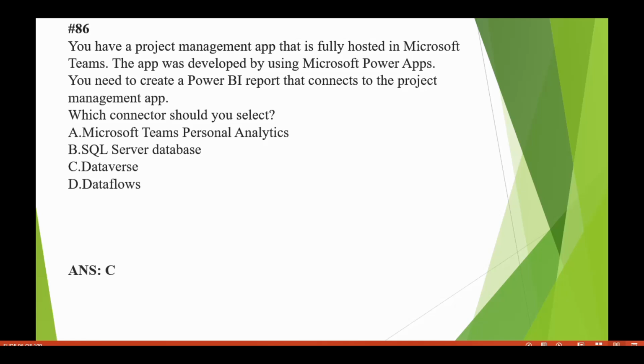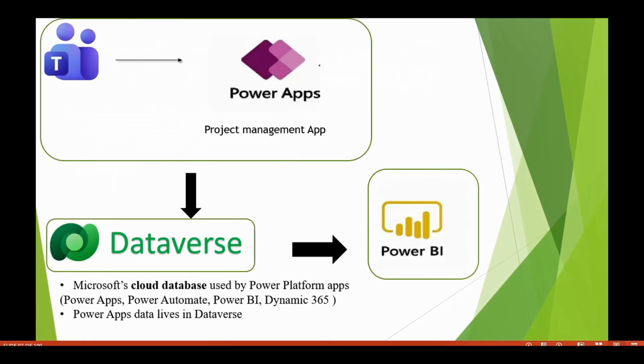Let's try to see this from a visualization point of view. You can see here we have Microsoft Teams. Inside Teams we have the project management app. How is this project management app created? By using Power Apps. This is the given data. Now they want to create a Power BI report from this project management app. In between, which connector do we need to use?